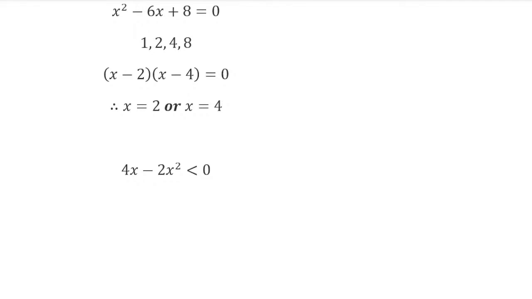So here we'll have negative 2x squared plus 4x is less than 0. We didn't change anything, we just rearranged them. We put them in the descending order of x. So we had negative 2x squared plus 4x, so nothing has changed. I don't want you to get confused and think that we have changed. We didn't change anything.